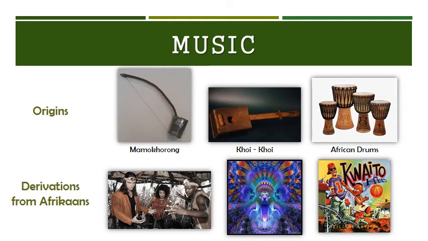Kwaito. Born in the 1990s in Johannesburg, it is characterized by having a slow rhythm with catchy melodic and percussive melodies. Psychedelic trance. It is a mixture of electronic music with African drums. The original melody becomes addictive, sensual, lively, and faster by the beat of the drums.